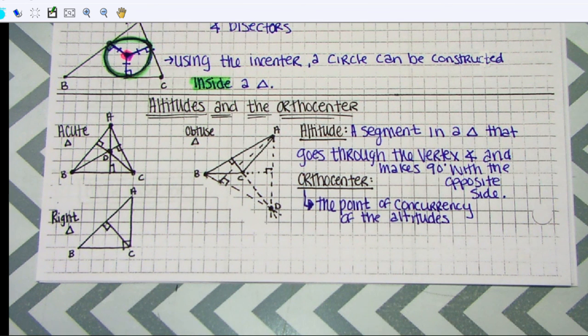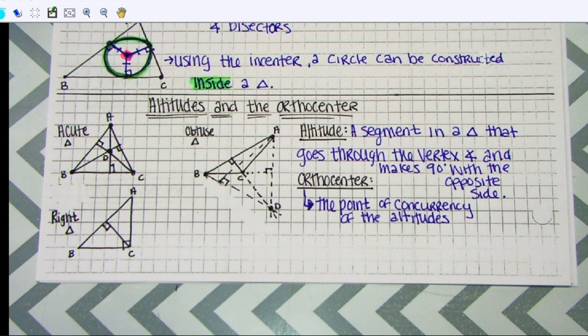The orthocenter moves depending on the triangle type. Depending on the type of triangle, the location of the point moves. And so the altitude goes from the vertex angle to the opposite side and makes 90 degrees. The orthocenter is where all of the altitudes cross. The orthocenter will move. It's not always going to be inside of the triangle, like the centroid or the incenter. It moves around. Okay.